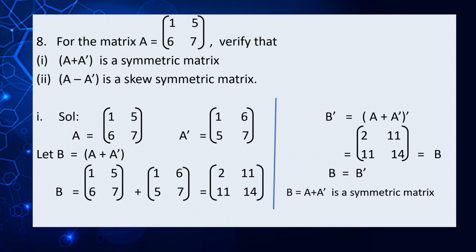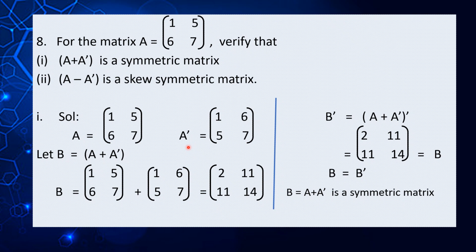Eighth question: for a matrix A which is equal to [1, 5; 6, 7], verify that first part, A plus A transpose is a symmetric matrix. Second part, A minus A transpose is a skew symmetric matrix. Okay, let's go to the solution. First part of the question. First, write down the A matrix and A transpose matrix.